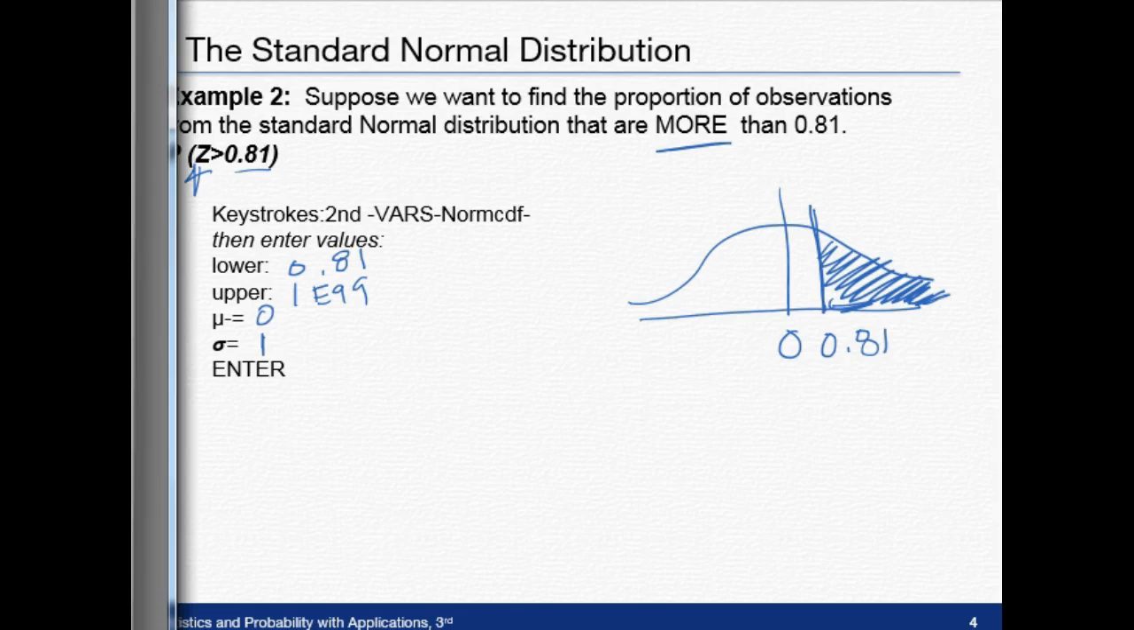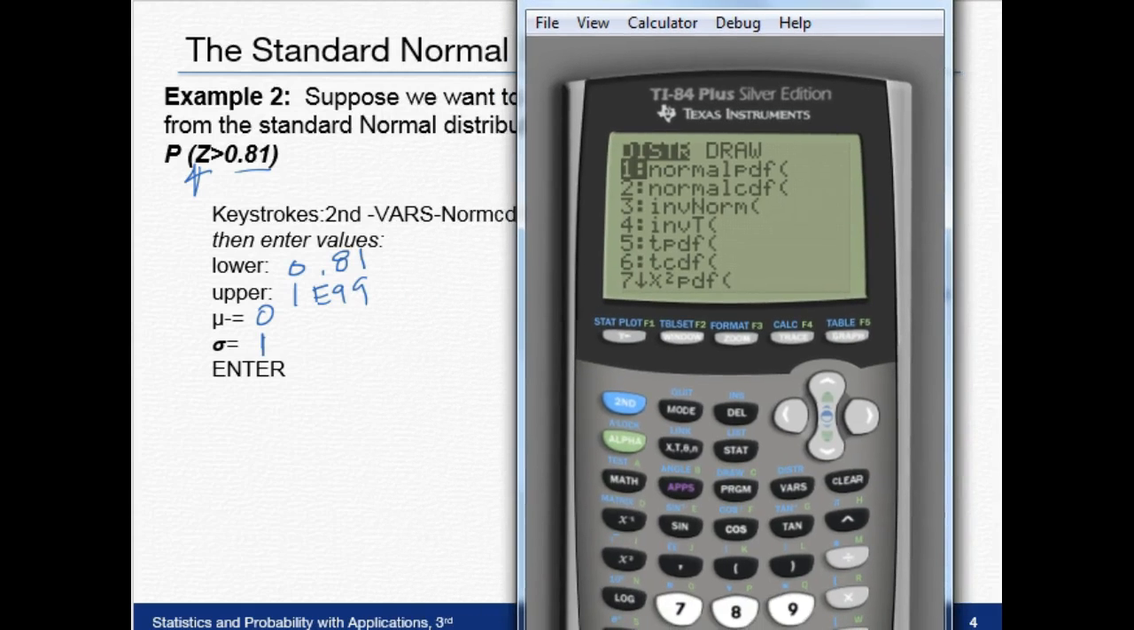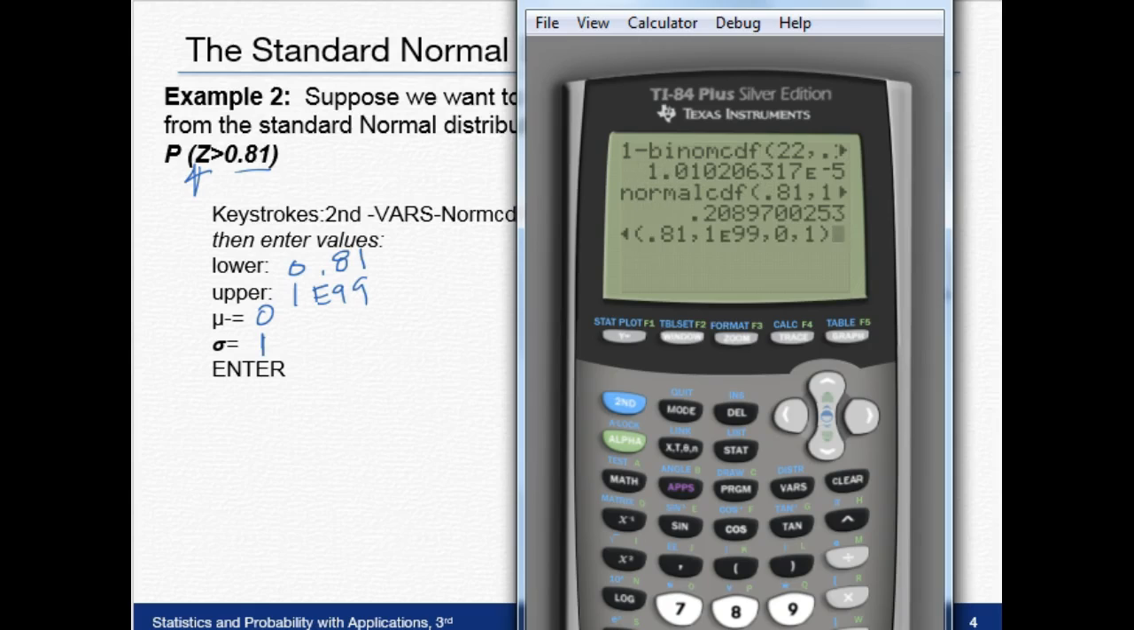So let's try this in the calculator. So remember, I go to second bars and I'm going to go to number 2. And for the lower bound, I put a 0.81. Upper bound, 1e to the 99. Mu is 0. Standard deviation is 1. And I hit paste. And there it is, 0.209.